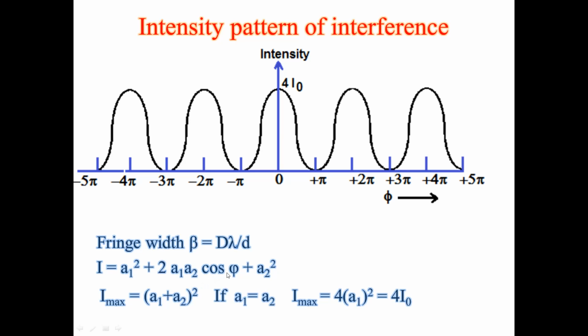For destructive interference, that is for minimum intensity, cos phi is minus 1. Then I will be equal to a1 square minus 2 a1 a2 plus a2 square. That is, I minimum is equal to a1 minus a2 the whole square. If a1 equals a2, I minimum will be 0.